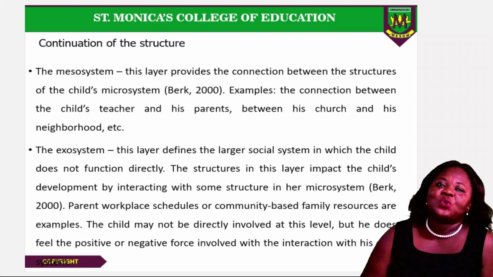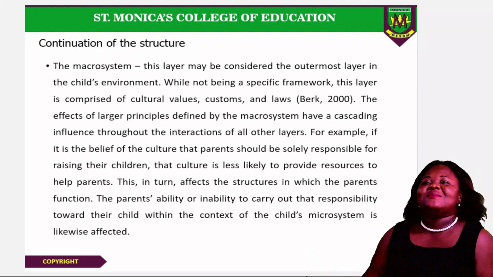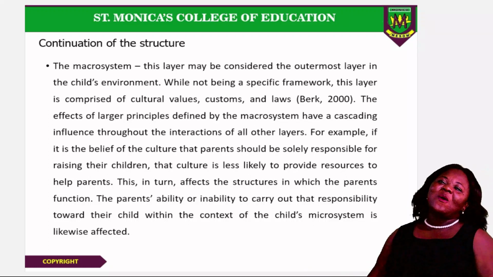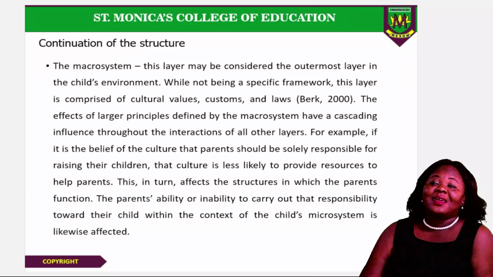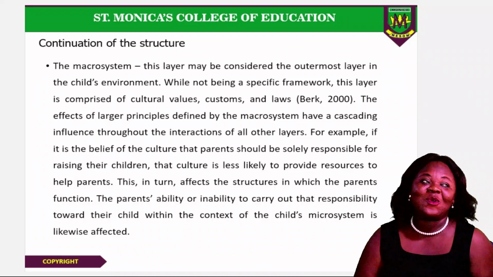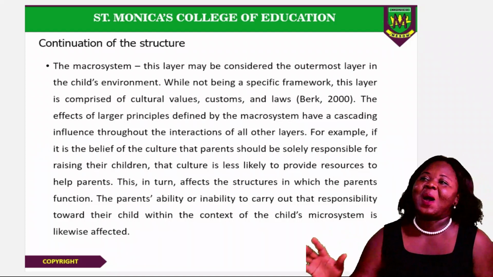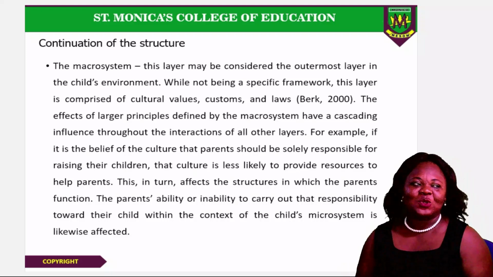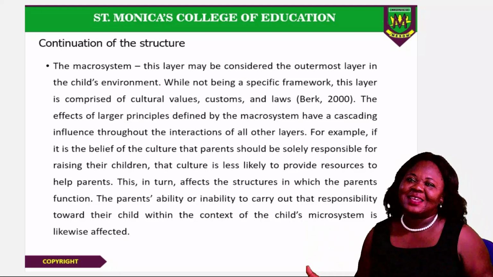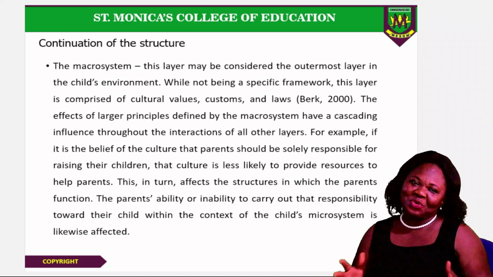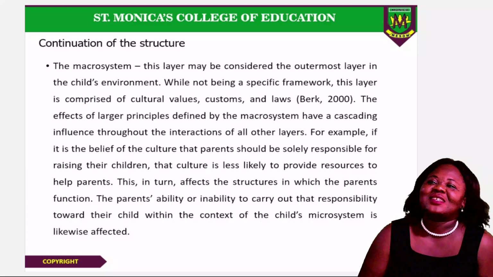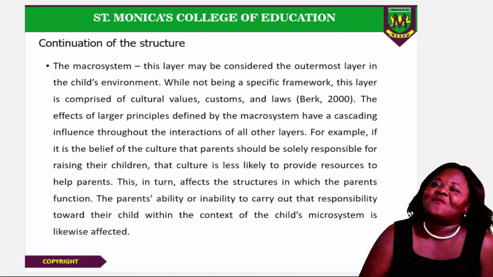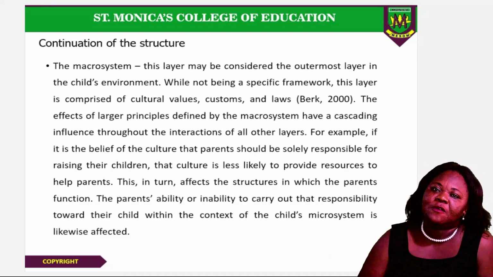Then we move on to the macrosystem, that is the bigger one. It may be considered as the utmost layer in the child's environment. Give me an example. Monico, Mamtek, Atebubu, all colleges are now tagged. You know that you have moved from Monico to a bigger umbrella. Are we together? And our socialization begins to become broader. Are we there? Yes. So at this level, it is the outermost layer in the child's environment.